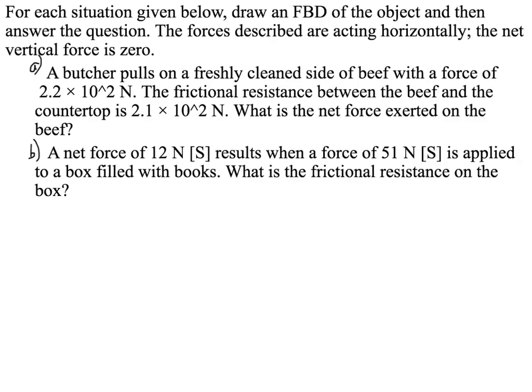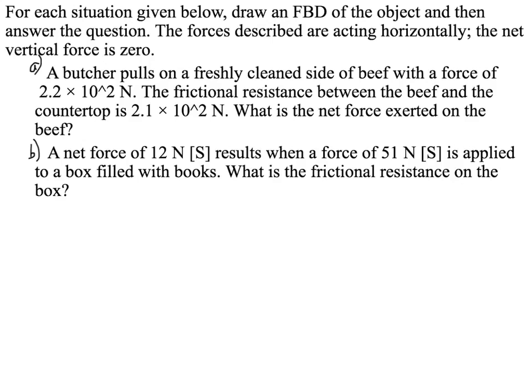For each situation below, draw a free body diagram of the object and answer the question. The forces described are acting horizontally, the net vertical force is 0. That just means Fn equals Fg. So in A, a butcher pulls on a freshly cleaned slice of beef with a force of 2.2 times 10 to the 2 newtons. The frictional resistance between the beef and the countertop is 2.1 times 10 to the 2 newtons. What is the net force acting on the beef?